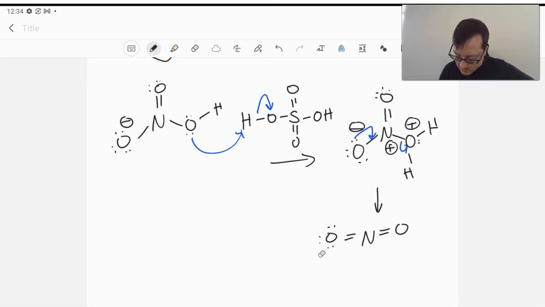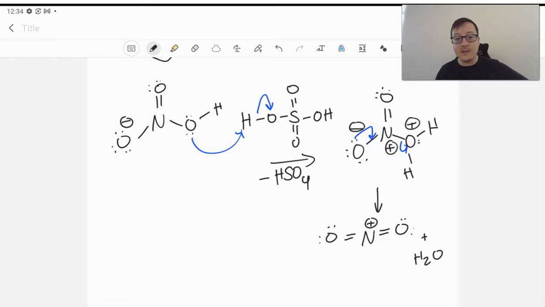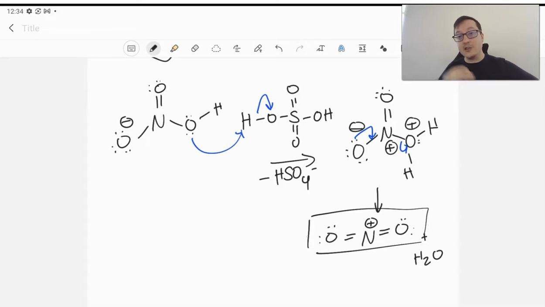And in doing so, now we are left with nitrogen with two oxygens, double bonded to each one, with a positive charge on the nitrogen. And we will produce water as a byproduct. And of course, technically, we have our sulfuric acid anion, our bisulfate anion that's produced in the reaction. So this is our electrophilic species here. Just like with any other electrophilic aromatic substitution, the reaction is going to follow the same set of steps. We've now made our electrophile. So now it's going to get attacked by benzene, form a sigma complex, and then we're going to deprotonate.